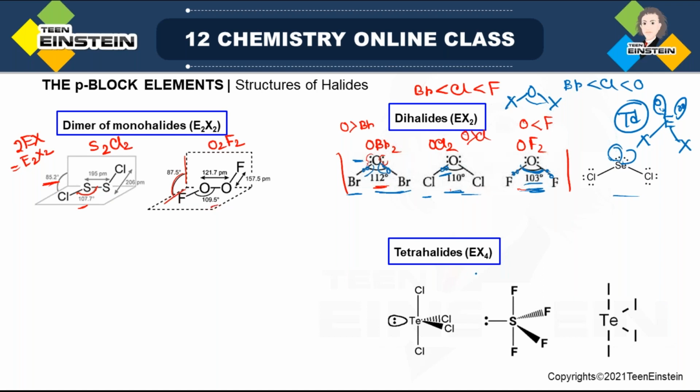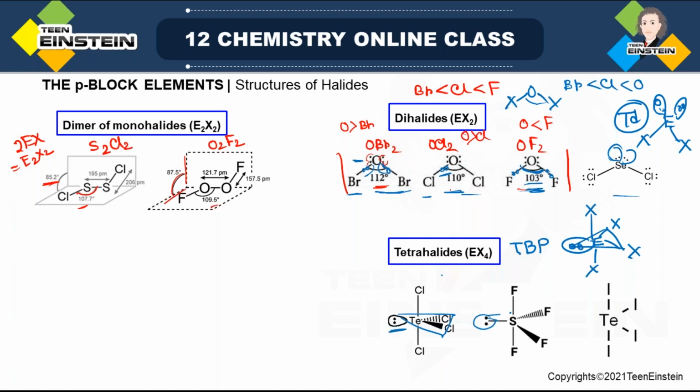Next is the tetrahalide, that is EX4. It is TBP geometry. Now TBP geometry is trigonal bipyramidal. That means if it is the central atom, there will be X in the equatorial position, 2X, but there you will have a lone pair. So see the structures. The first one is TeCl4, TBP geometry. This is the equatorial lone pair.